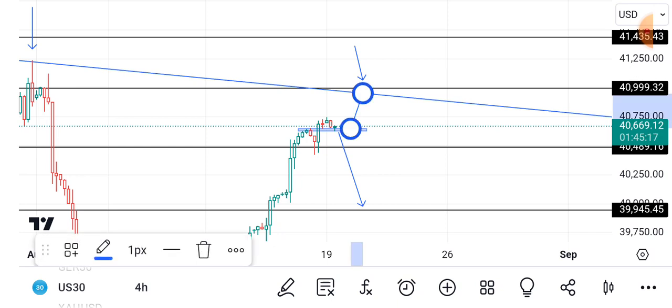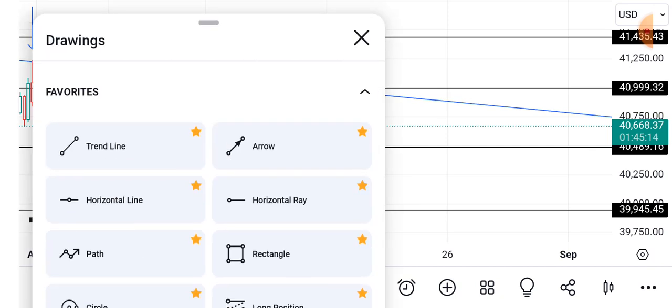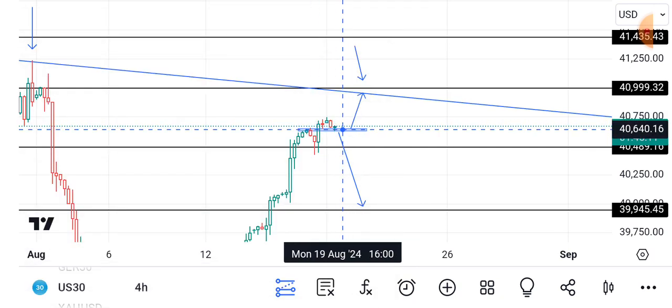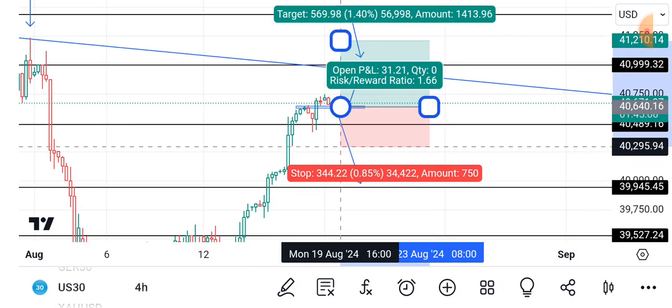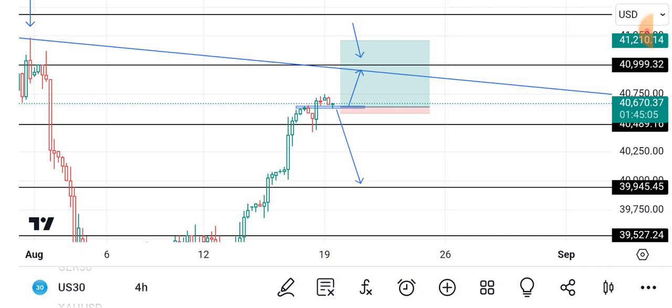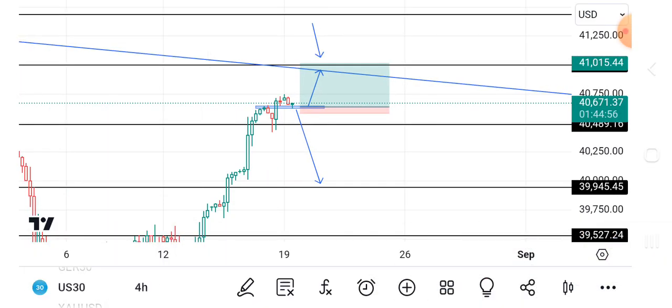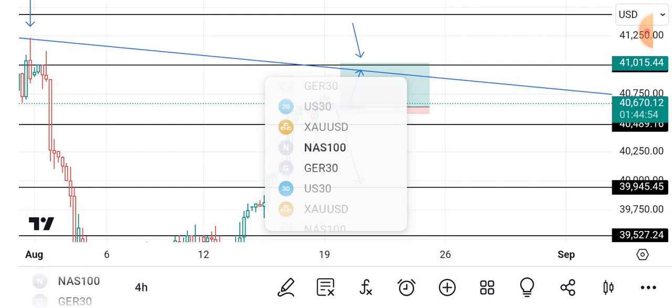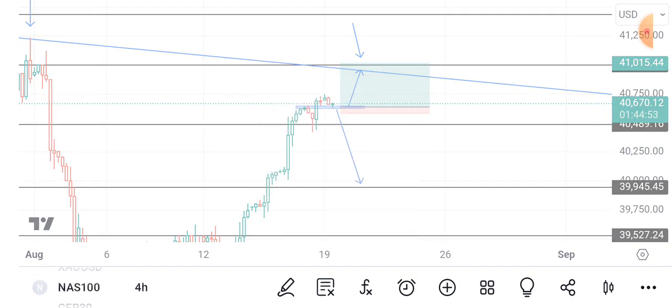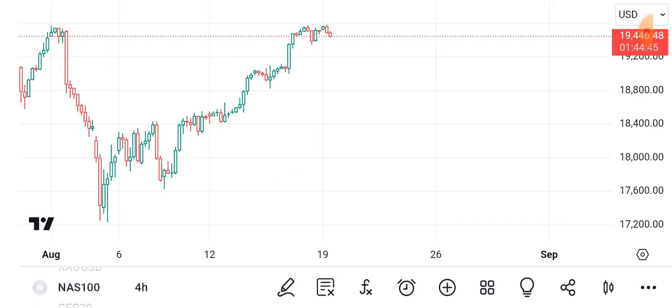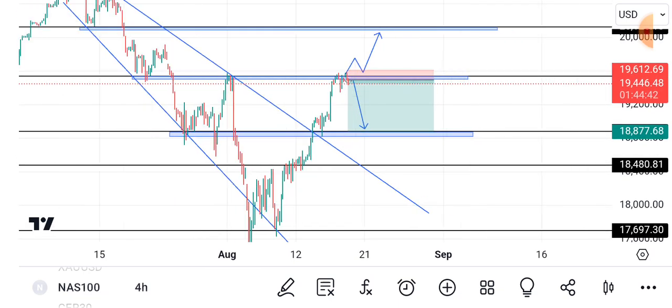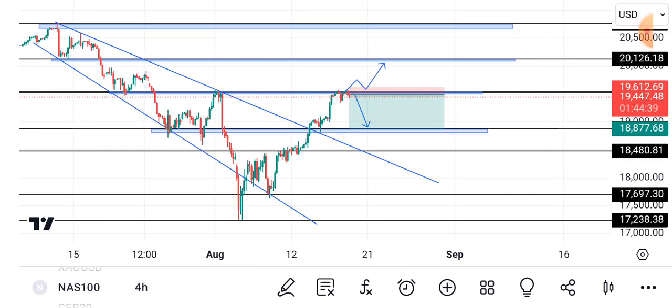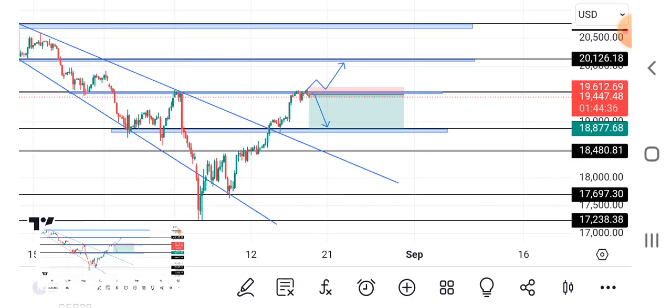So let me put the long position right here. Right until this point, and I'll come back with updates. Let me take a screenshot of that. Let me go to Nasdaq too. And take a screenshot. So I'll come back with updates, guys, on how the market went. Hope you get me. Yes. So I took a screenshot.